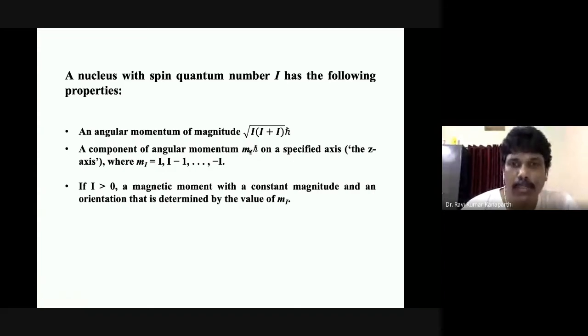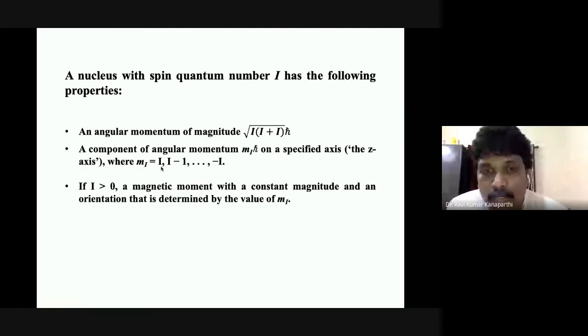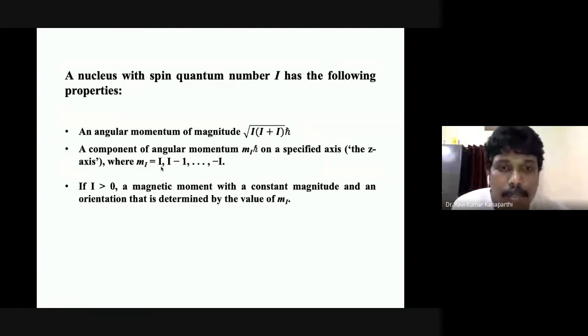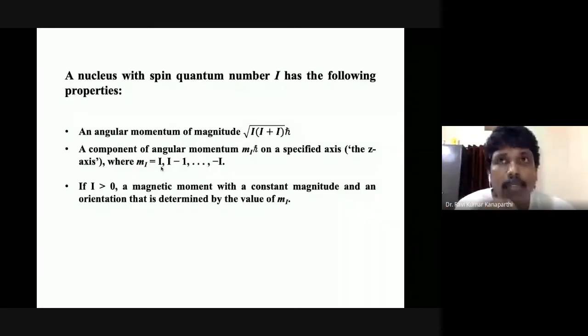So when you do an experiment, you can only measure the z component of the nuclear angular momentum, which depends upon mI. What is this mI? mI is the nuclear spin quantum number. Based on the mI value, it will have that much length. The mI value can vary from plus I to minus I, that means I, I minus 1, and so on down to minus I. So it will have a total of 2I plus 1 orientations, starting from plus I and ending at minus I.